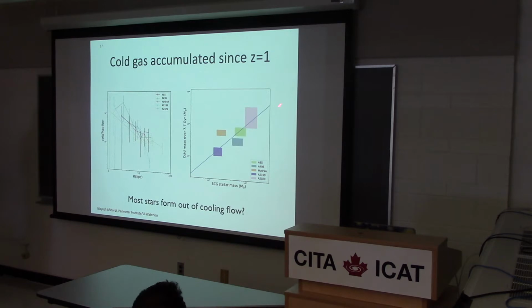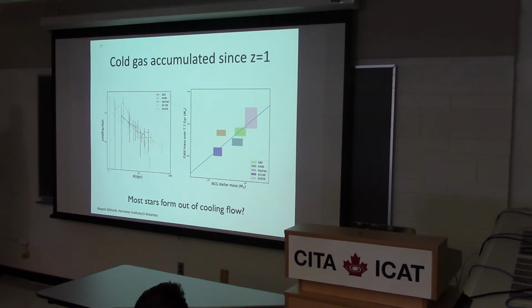And this is the total cold gas that you predict over 7 gigayears, assuming that it's around over 7 gigayears. And on the horizontal axis is the amount of the stellar mass that you see in this core, in the BCGs, at the centers of cooling cores. And interestingly, there seems to be basically reasonable agreement. Of course, it could have been much smaller, but it turns out that at least for 4 out of 5, you see that they are more or less in line.